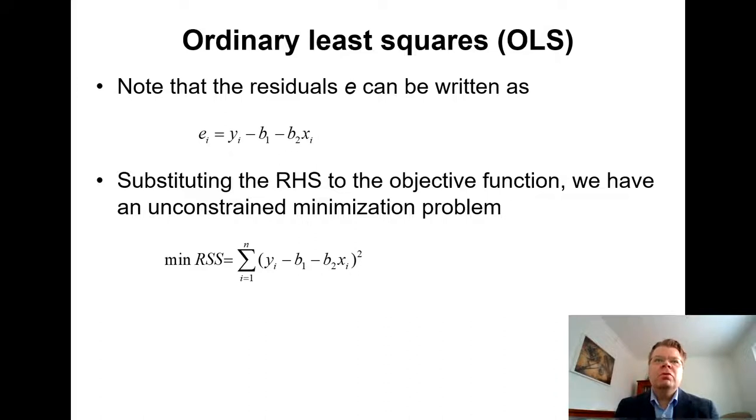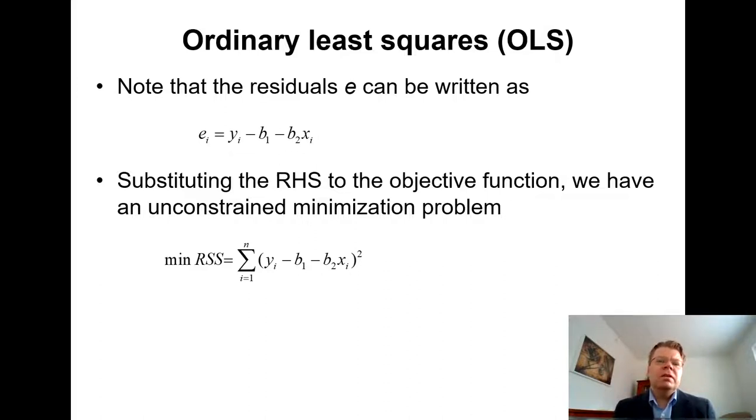So this way, we have not only eliminated one of the unknown variables, which is the residual e_i, but also we have now converted this constrained optimization problem to an unconstrained problem. And obviously, this kind of unconstrained minimization problem is much easier to solve.